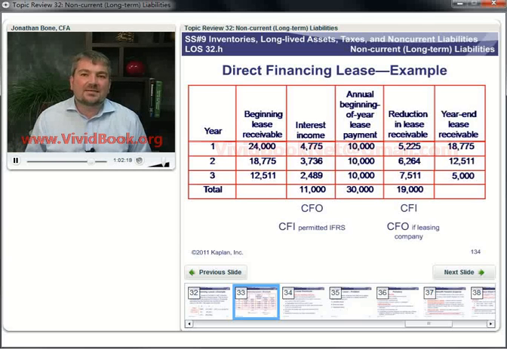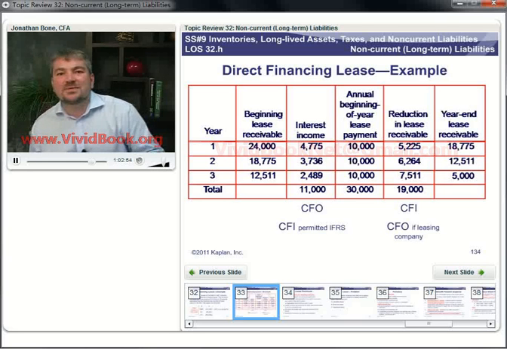So let's look at year 3. Our opening asset is now 12,511. 19.897% of that is 2,489. Payment of 10,000 means our asset falls by 7,511. So you can see that our asset at the end of the lease is sitting there at 5,000, which we think is the salvage value. Notice the interest income part of the payment goes through CFO. The reduction in the lease receivable, the reduction in the asset, goes through CFI. Unless you're a leasing company, in which case it goes through CFO.